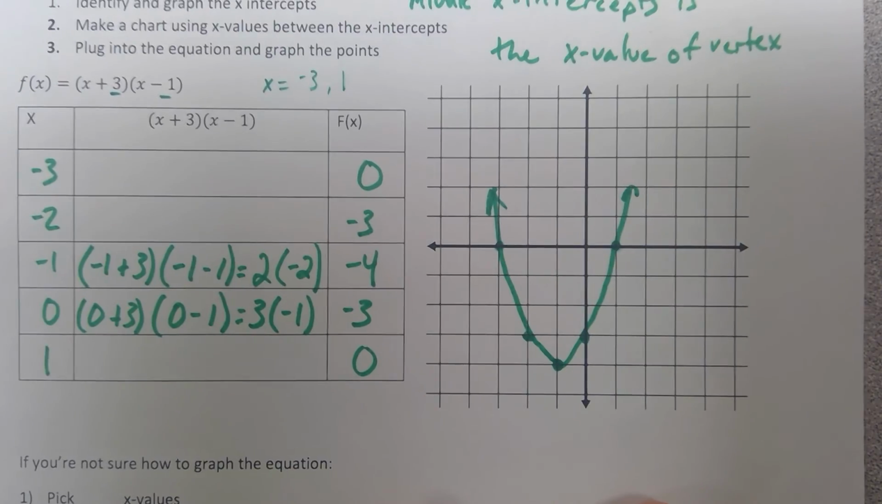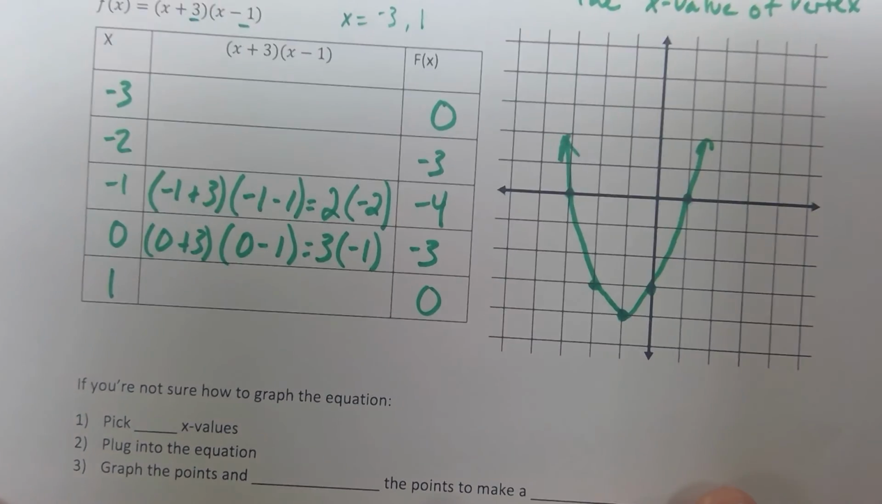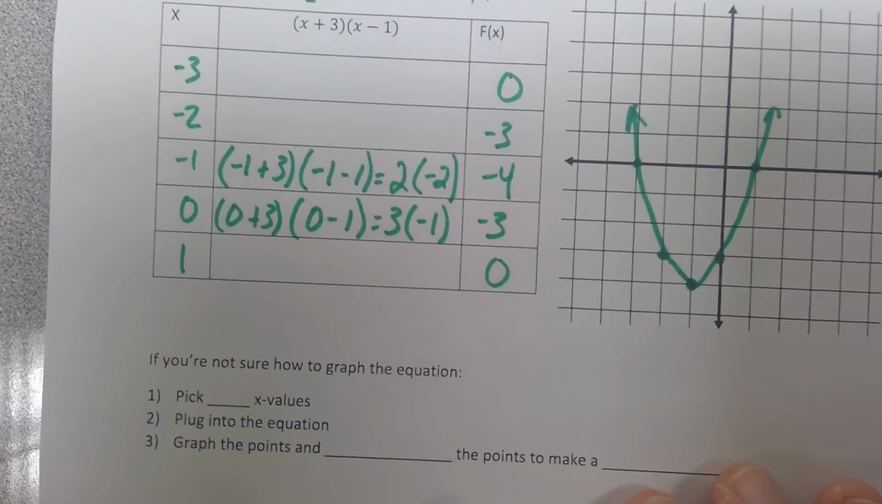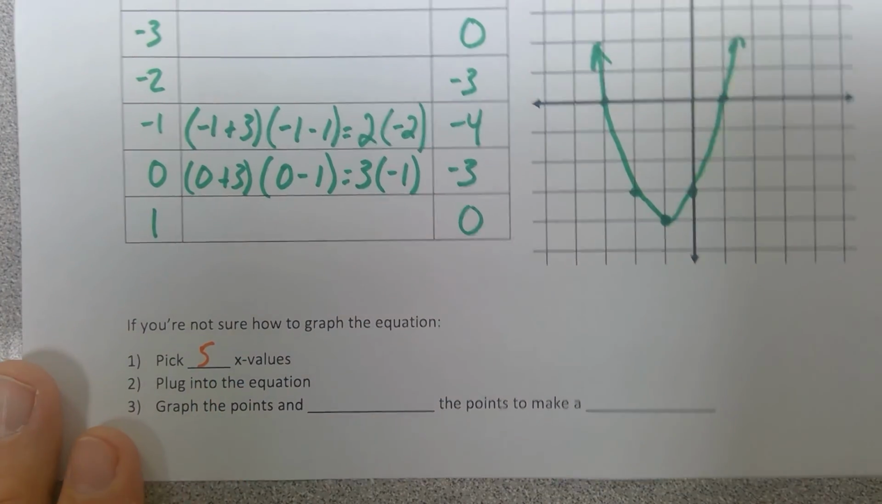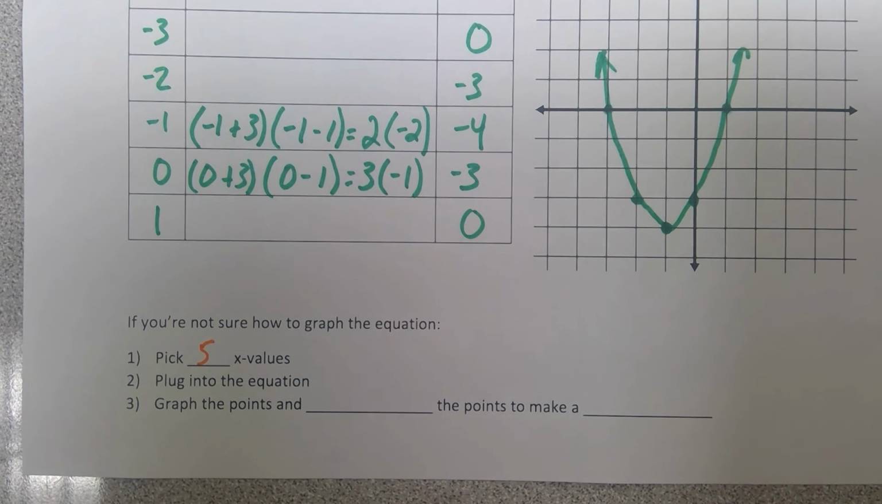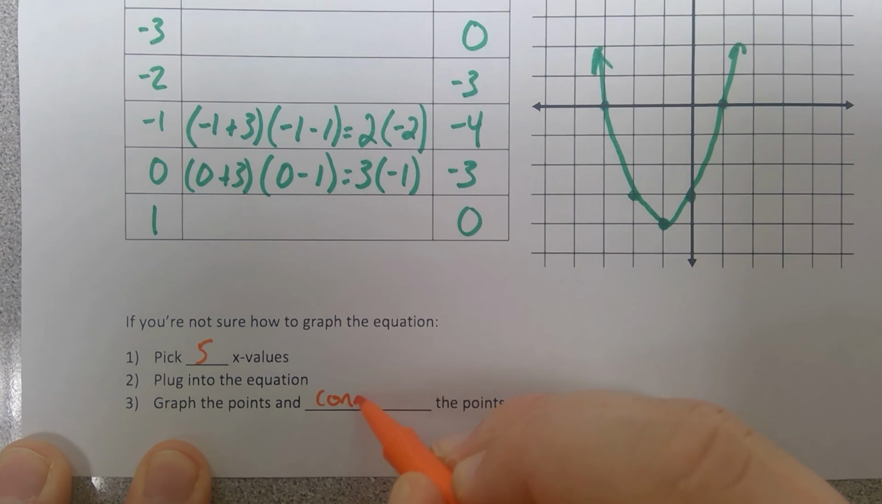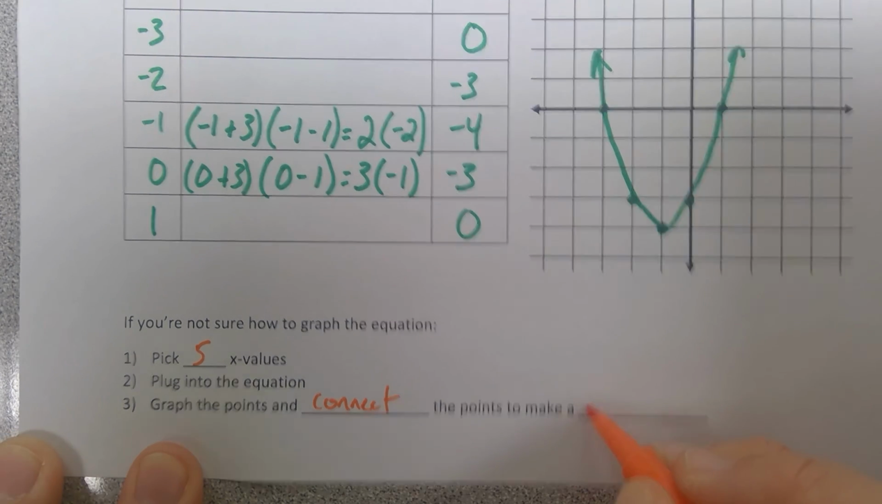Okay, as you'll notice, we did not end up having to plug in a whole lot of points. We need to focus on those key features, and use those key features to help us save some time when we graph our quadratic equations. Now whenever we are not sure what to do for our graph, what we can always do is pick 5 x values, plug into the equation, like we did up here, graph the points, and connect the points. And what shape are those points going to make? They're going to make a parabola.